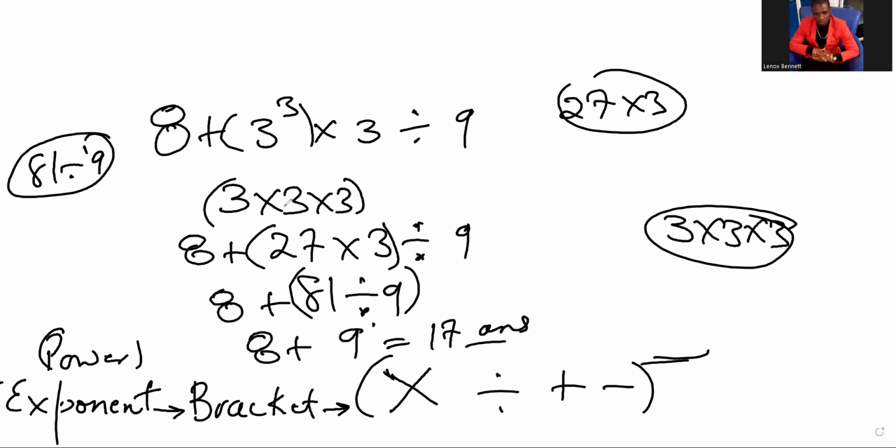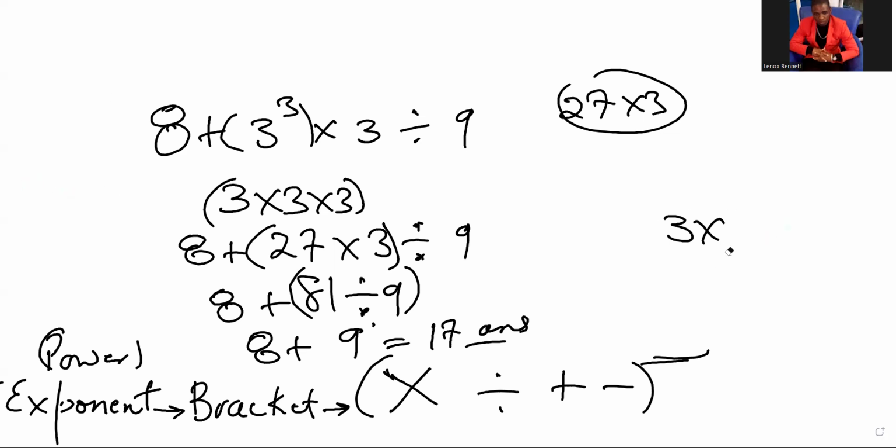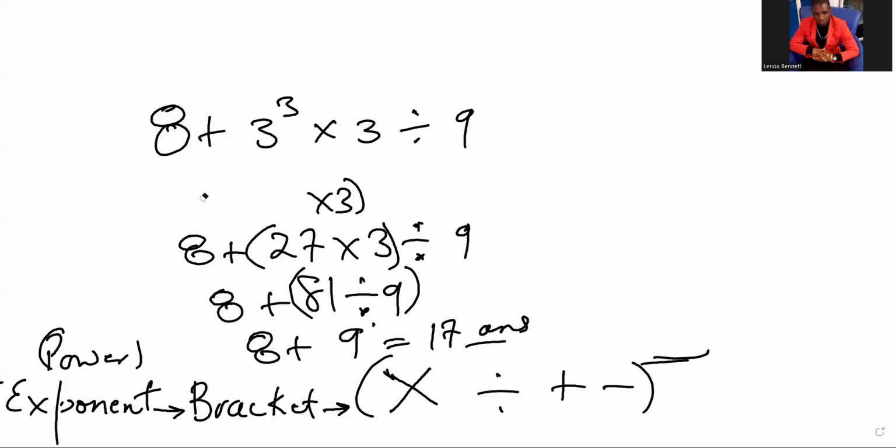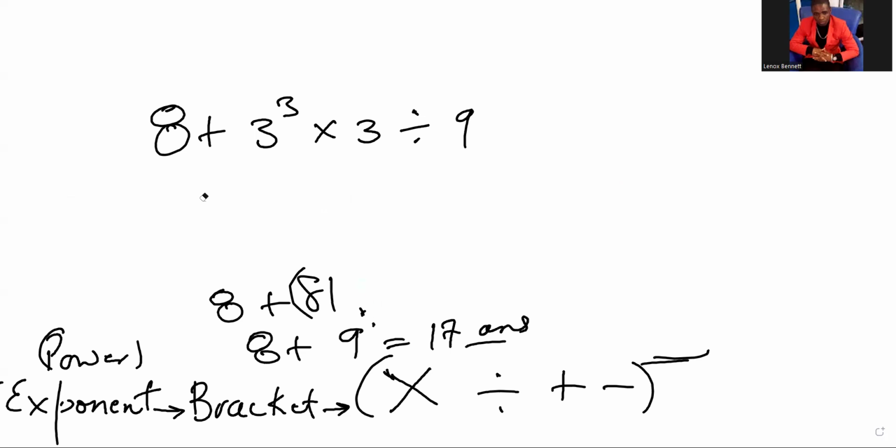I'm just going to rub it out, though. I don't like to explain with it on the board. Rub it out and start from scratch. So this is originally what we had, right? We have 8 plus 3 squared multiplied by 3 divided by 9.